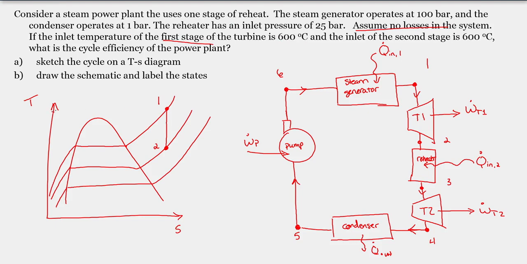So we could go over here and we could label this 600 degrees C. And we're told that the inlet of the second stage is also 600 degrees C. So we're going to look at this isobar. We're going to follow the isobar up until the temperature reaches 600 degrees C, and that's the exit condition for the reheater. Okay, so we want these to all be on the same line.